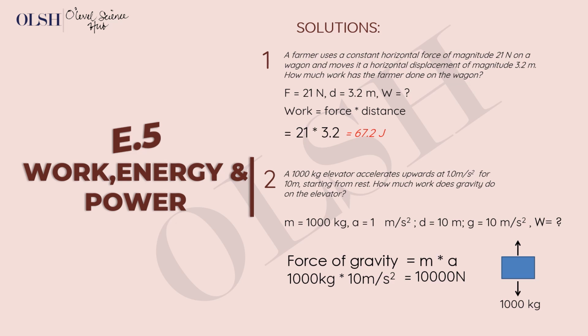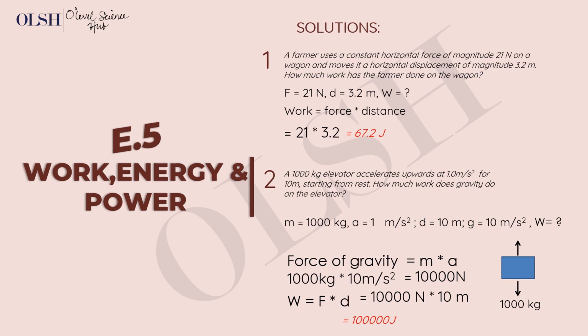Okay, so this elevator moved 10 meters. So simply our work will be force times distance, which is 10,000 newtons times 10 meters. So we know that gravity did a work of 100,000 joules, 100 kJ, on that object.